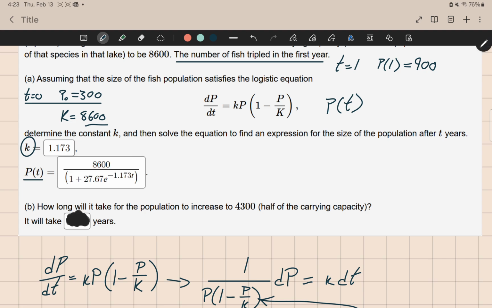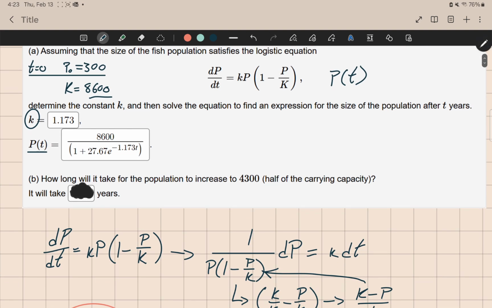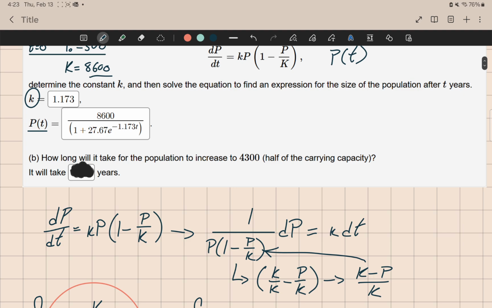Yeah, looks like WebWork did round me off when it marked it correct, but we got the 8,600K on top, our 27 2/3 multiplied by e to the negative 1.173t. And the final question here is, how long will it take for the population to increase to 4,300, half of the carrying capacity? So essentially, we know our P of t is going to equal 4,300, and we are looking for t.